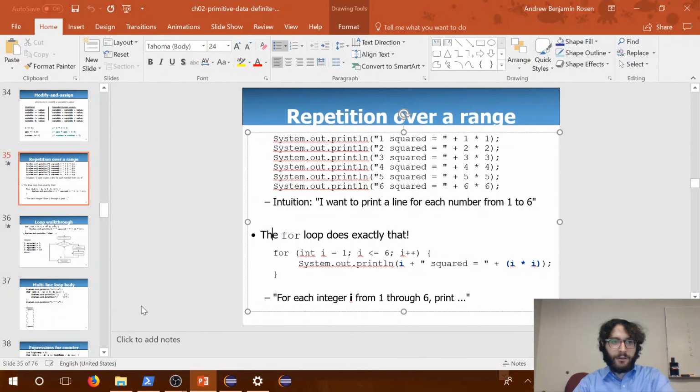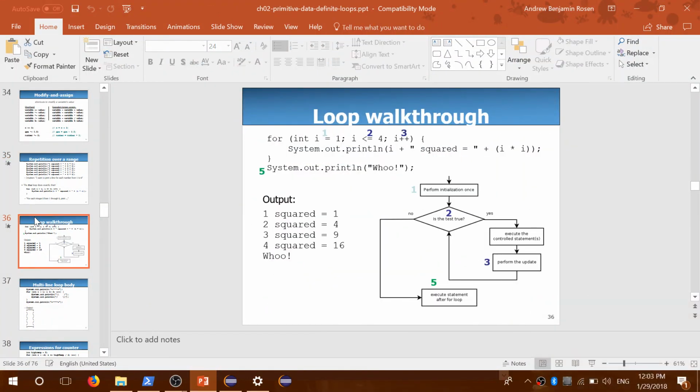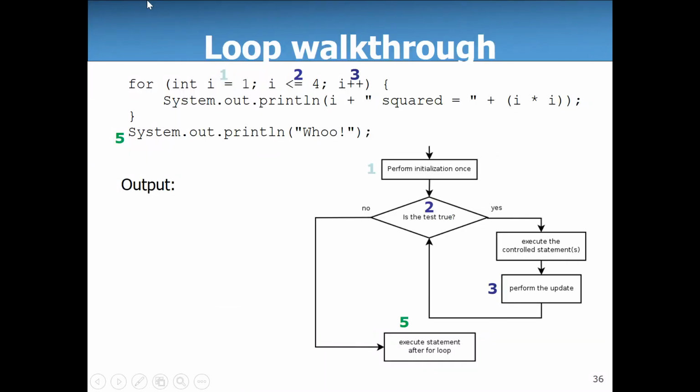All right, so for those of you who need a flow chart, here's a flow chart for it. We perform the initialization once. We ask, is the test true? If it is, we execute these commands in here, all the statements inside the curly braces. Right now we've only been doing 1, but we can do more than 1. We then do the update, and then we again come back over here.